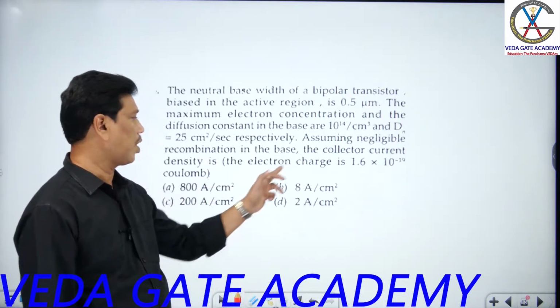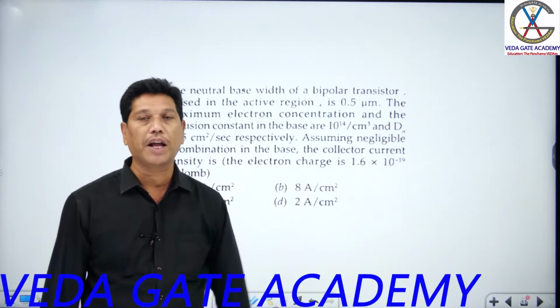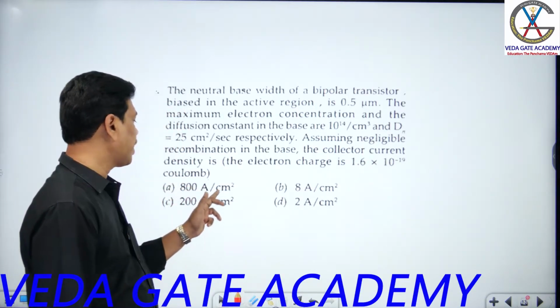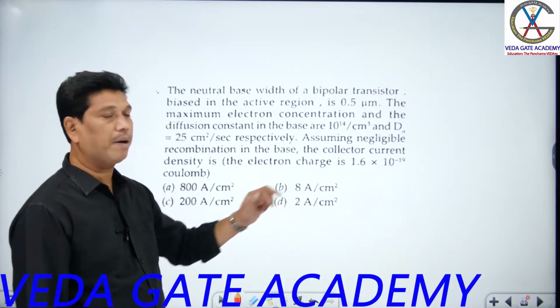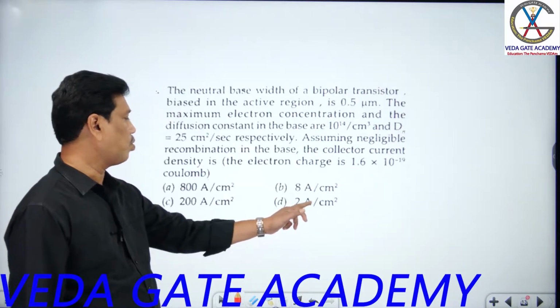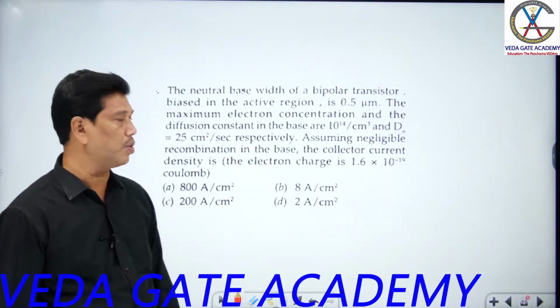density is, so electron charge is 1.6 into 10 power minus 19 coulombs here given, students. Options given are 800 ampere per centimeter square, 8 ampere per centimeter square, 200 ampere per centimeter square, and 2 ampere per centimeter square, students. So this is the thing that is given.